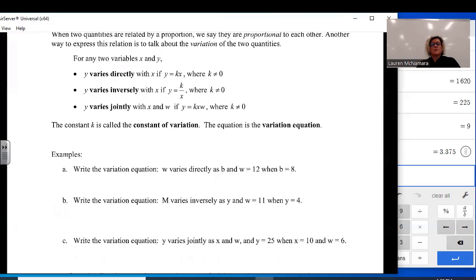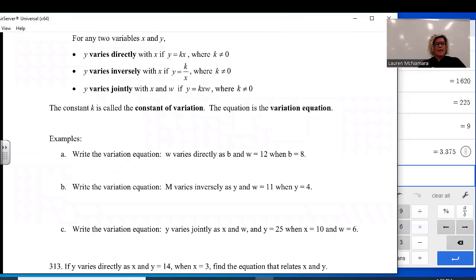All right, so let's look at these examples. A says W varies directly as B, and W equals 12 when B equals 8. So what are you doing here? You're actually finding what K is equal to. But it just says write the variation equation. So I'm going to start off with what it says. It says W varies directly. So W equals K times B.